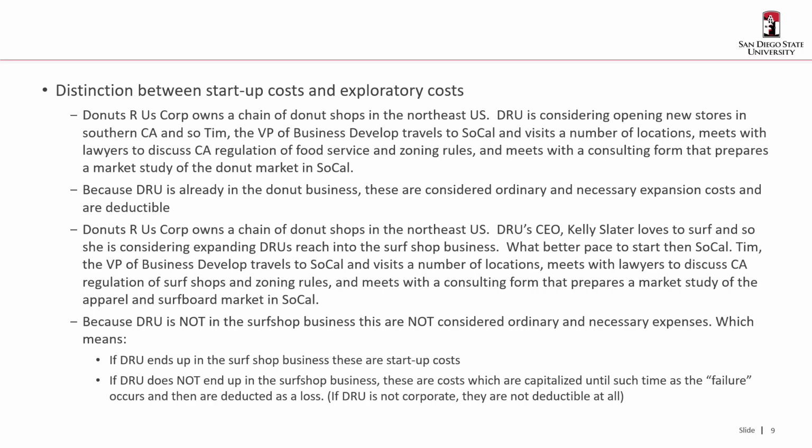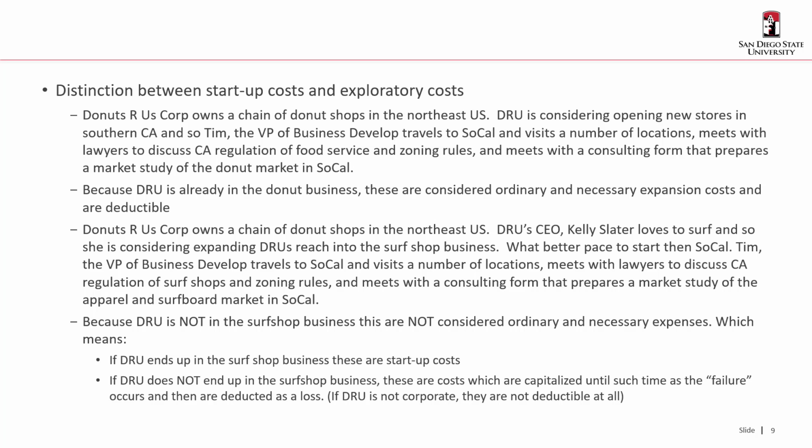And maybe even meets with consultants, not a firm, but a firm, and they prepare a market study of the donut market for them in Southern California. So because DRU is already in the donut business, even if they established a separate corporate structure in California, so they developed a California Corp, these are considered expansion costs and they're just immediately deductible. You don't need to worry about amortization or $50,000 or any of the rules.